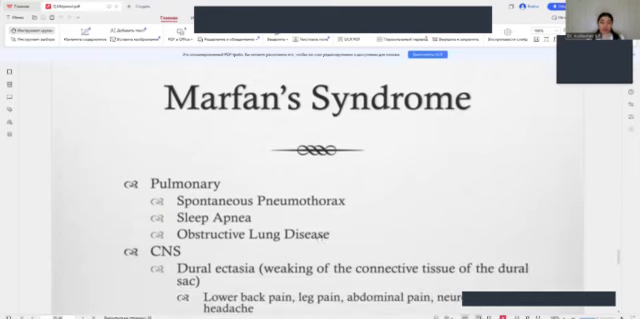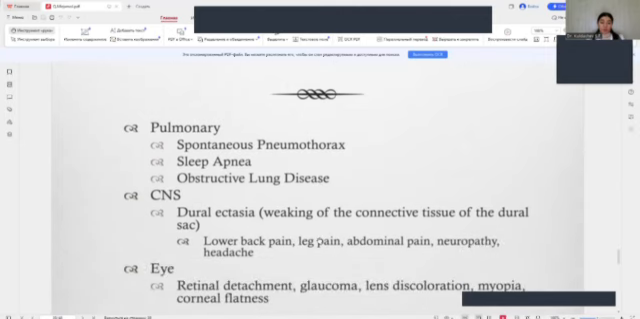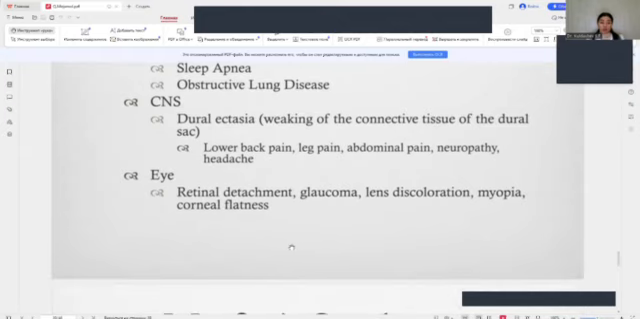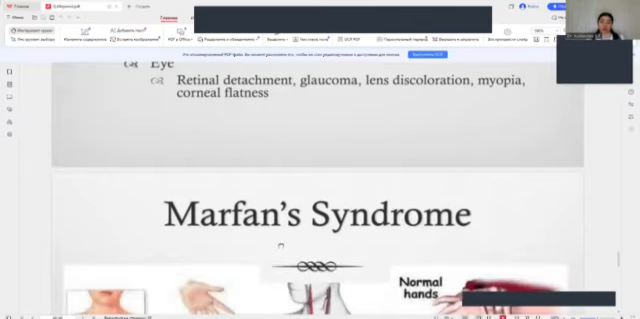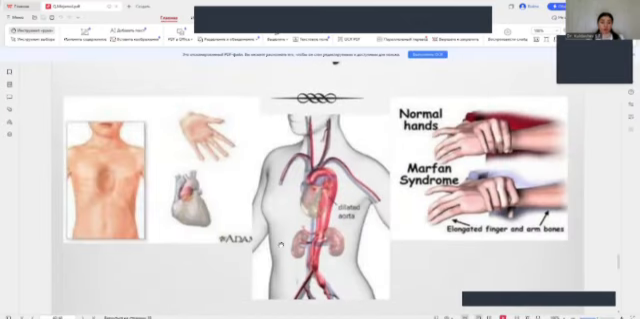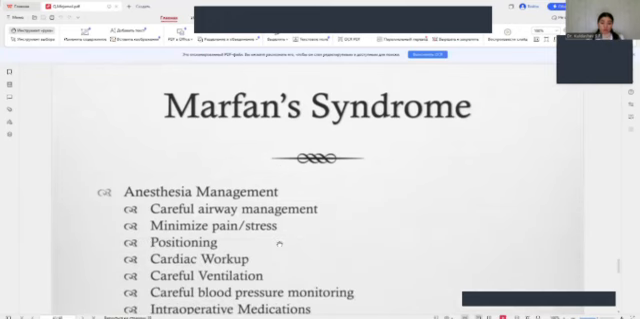Pulmonary disorders would be spontaneous pneumothorax, sleep apnea, obstructive lung disease, and then from the central nervous system, and disorders of the eye like retinal detachment, glaucoma, lens dislocation, myopia, and etc. In this picture, you can see the symptoms of Marfan syndrome.